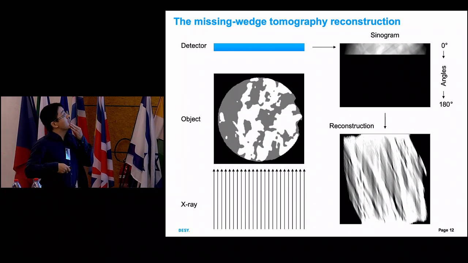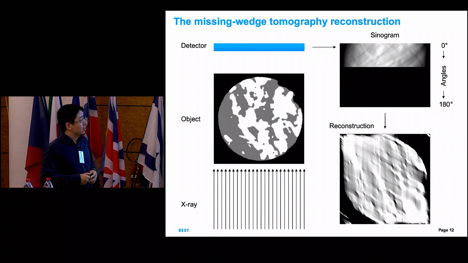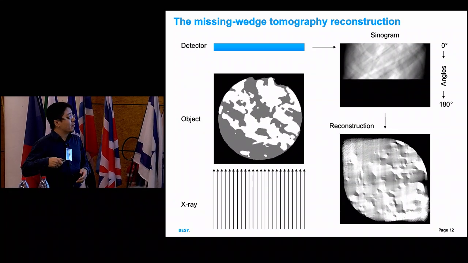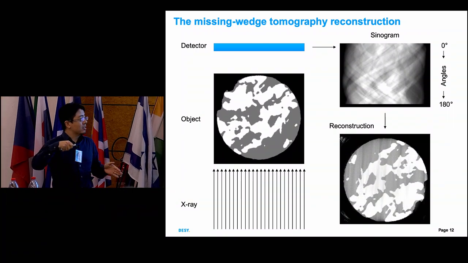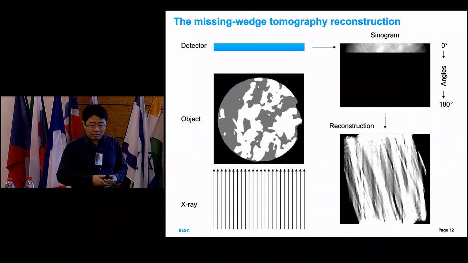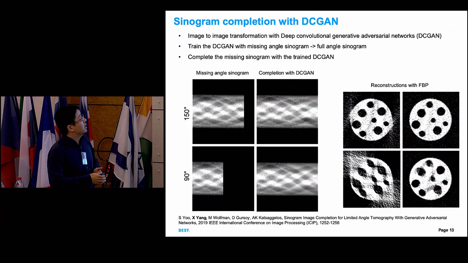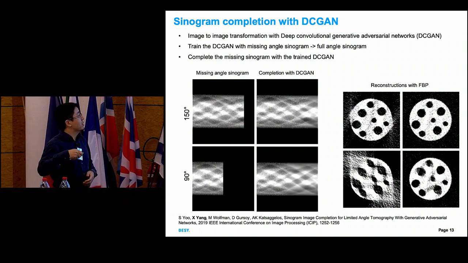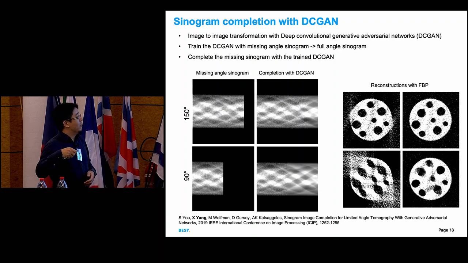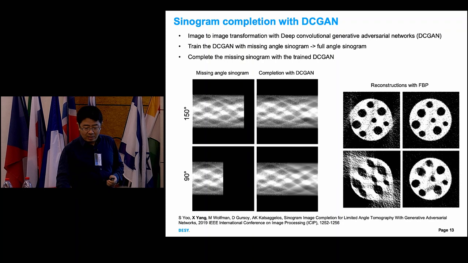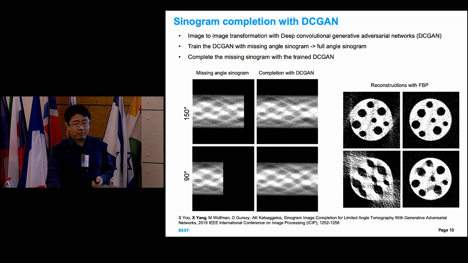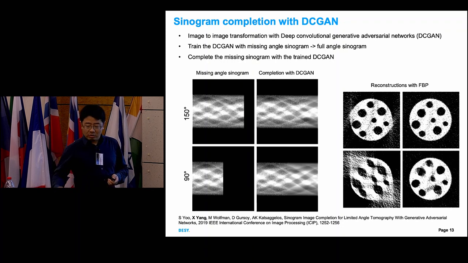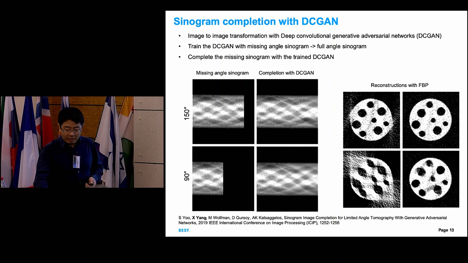Next is about missing wedge tomography reconstruction. For typical tomography reconstruction, you need the full angle scan to get a good quality reconstruction. If you miss some angles, you get artifacts as you see, and the structure cannot be resolved. We use GAN to complete the missing part of the sinogram, and then do the reconstruction. It works quite well, but still, this is supervised learning, and for your re-measurement, whether your training data is sufficient is difficult to define. These application cases should be limited to specific situations.